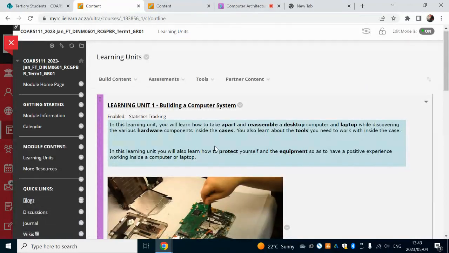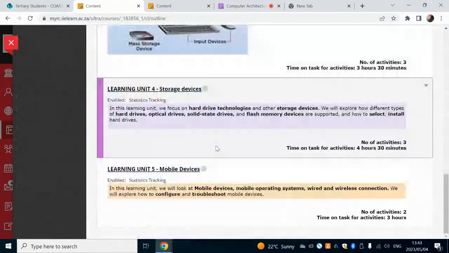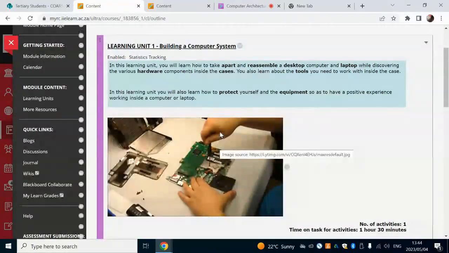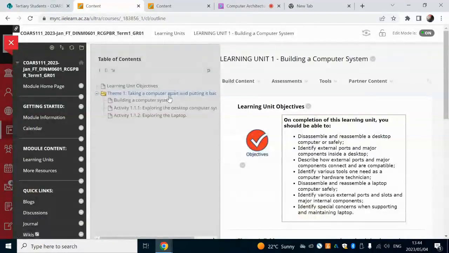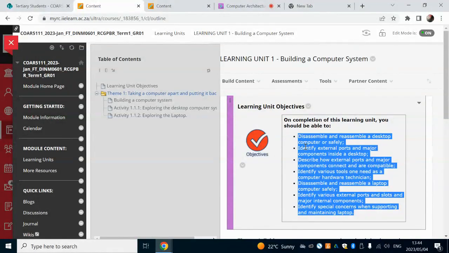And there's my learning unit 1, learning unit 2, learning unit 3. And then 4 and 5 are the other ones that I'm going to focus on for the final exam. For this test, I'm going to focus on 1, 2, and 3. In learning unit 1 now, they give me a basic description, and then I click on learning unit 1, and it says theme 1, you should focus on these things here. Now, doesn't this look like the outcomes that we just had a look at just now? Yes? It's exactly the same.